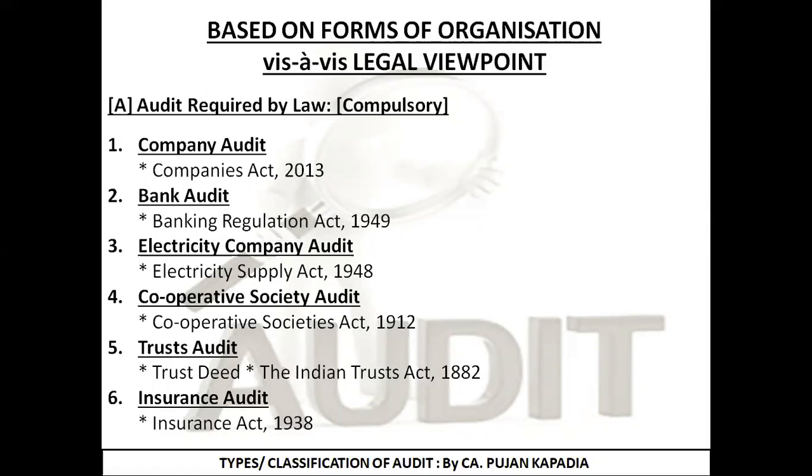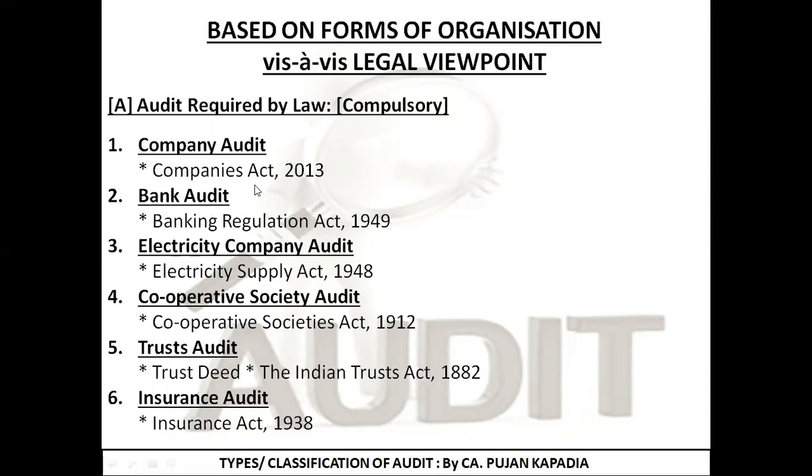So let's take a quick overview of what is written here. The first category, category A, is audit required by law. That is, you need to conduct the audit of the books of accounts under any law which is being enforced in India. So we can name this particular category compulsory audit, which means it is compulsory that you get your books of accounts audited. So let's study the name of the audit and under which act such audit is compulsory.